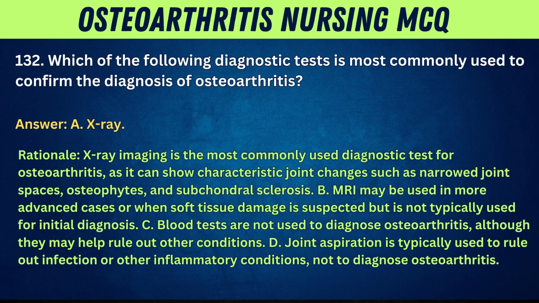B. MRI may be used in more advanced cases, or when soft tissue damage is suspected, but is not typically used for initial diagnosis. C. Blood tests are not used to diagnose osteoarthritis, although they may help rule out other conditions. D. Joint aspiration is typically used to rule out infection or other inflammatory conditions, not to diagnose osteoarthritis.